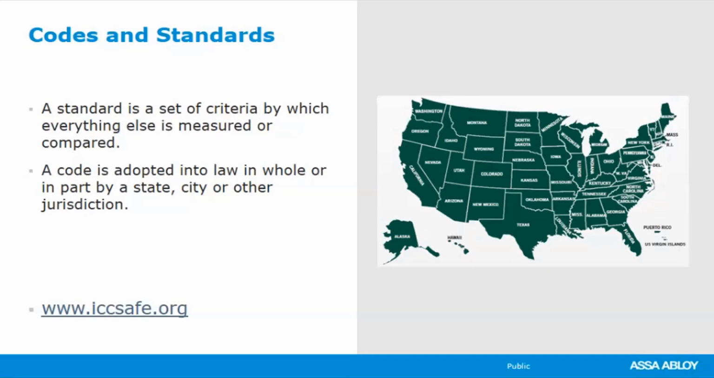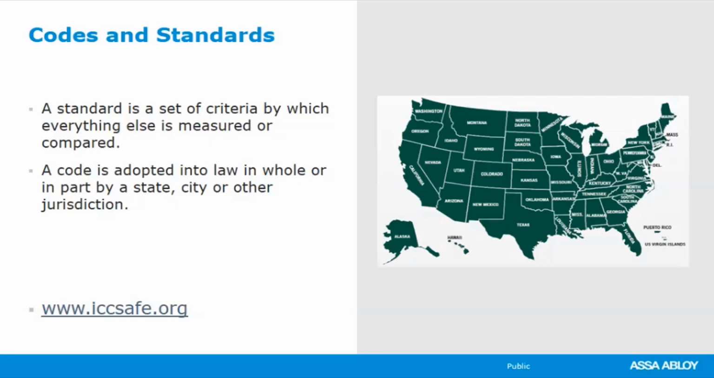Other standards we use that you see, ANSI A117.1, the standard for making buildings accessible. And again, these standards are referenced in the code. The code is adopted into law either in whole or in part by your state, your city, or other jurisdiction. And by virtue of the reference in the building code, the standard becomes part of the code and part of the law. The IBC has been adopted by every state in the United States in one version or another.